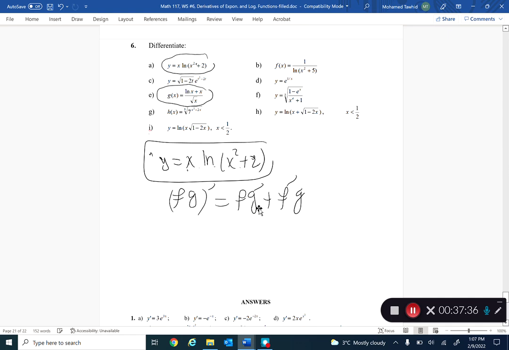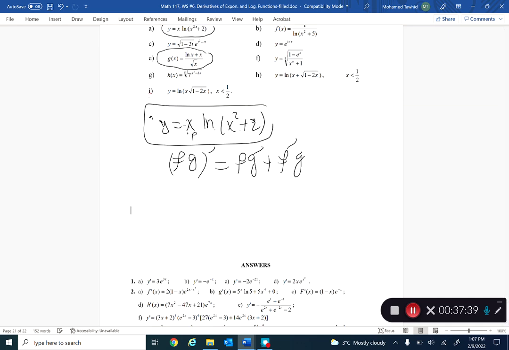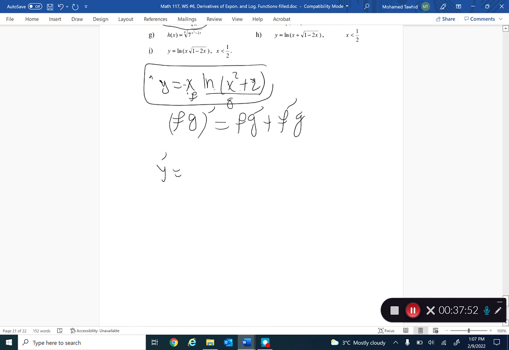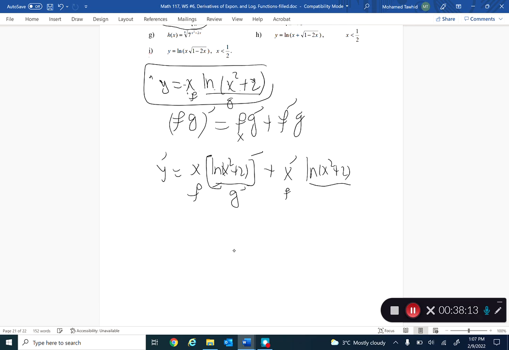So what is your f? That is your f, the first one, and the second one is g. So y prime, if I apply product rule: your x will be your f, and ln (x squared plus 2) is your g. So I take the derivative: that is your f and that is your g prime, plus f prime, which is x prime, times g, which is ln (x squared plus 2).